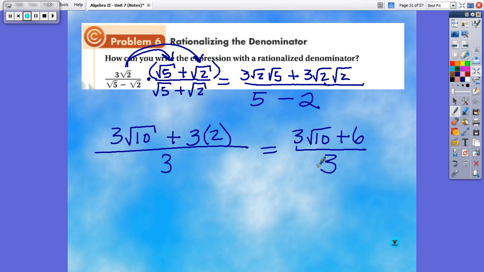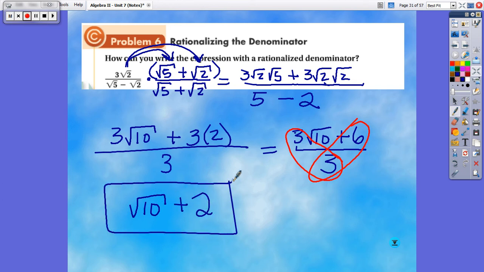And now I can do one more step. I can simplify this. Because I have a single number on the bottom, I can simplify if I can simplify both numbers. So this is really going to just end up being root 10 plus 2, because 3 divided by 3 is 1, so it's like 1 root 10 plus 2. And you get that for an answer. So now we've gone from this complex division problem to just a binomial here. Pretty easy.